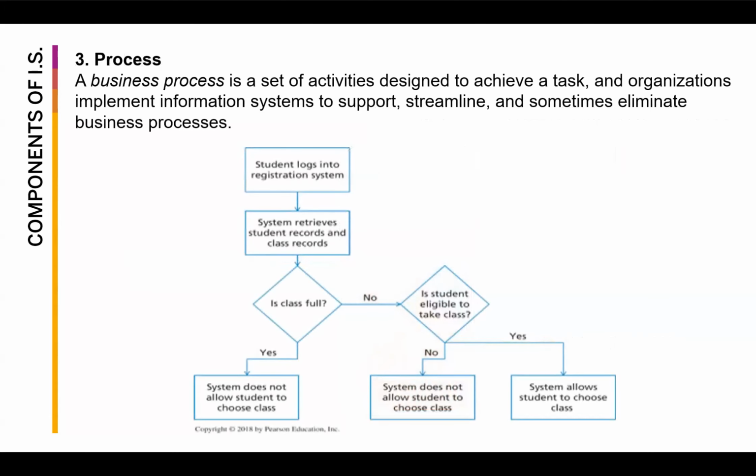From one of the roles of the IS, we have established that it's used for managing operations. So these operations can be the business process that the system is supporting. A business process is a set of activities designed to achieve a task, and organizations implement information systems to support, streamline, and sometimes eliminate business processes. So if we look at the example here, can anyone guess what this process is?